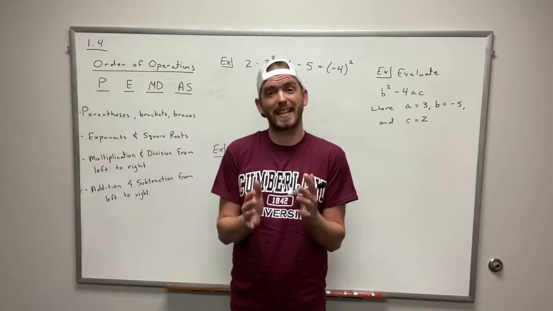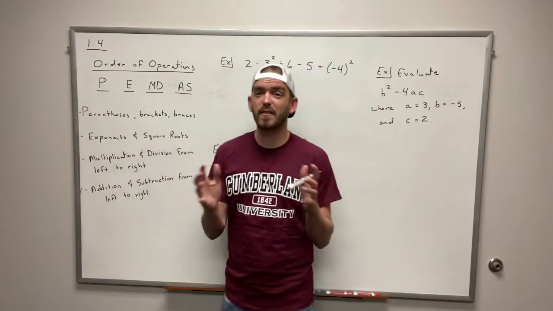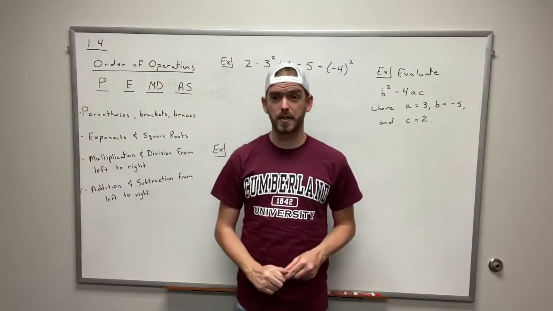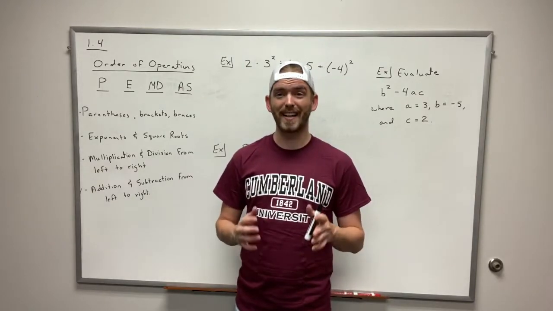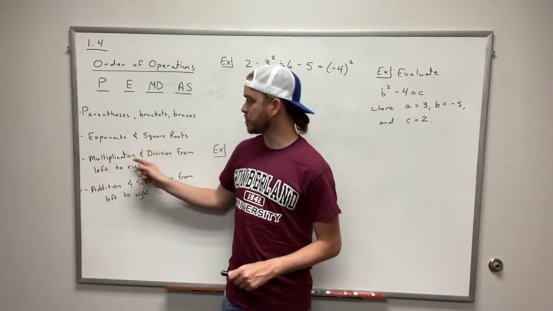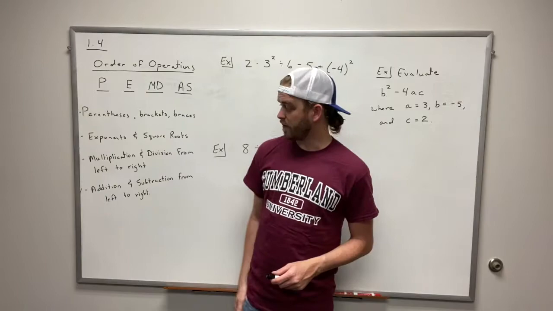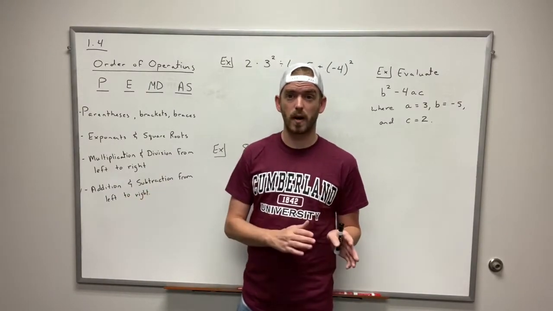You want to start from the inside and work your way out when it comes to parentheses. After you've simplified everything within the parentheses, we're going to move on to exponents and square roots. You're going to simplify both of those. Once you do that, and this is the part where people get confused sometimes, we want to do multiplication and division in the order they appear from left to right. Finally, we want to do addition and subtraction in the order they appear from left to right.